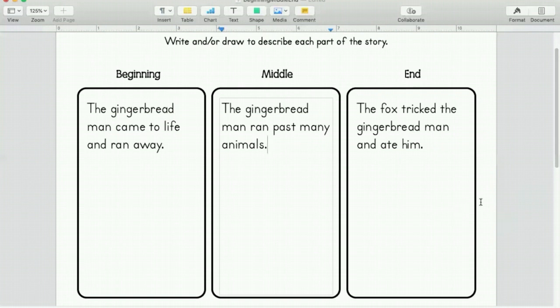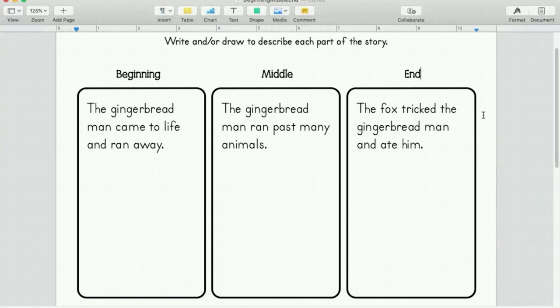And other parts of a story that we often like to talk about are the characters and the setting, where the story takes place and when it takes place. And sometimes in the beginning, middle, and end, like we know right here that it's about a gingerbread man and that there's a fox. So this way, if you are really doing a good job telling the beginning, middle, and end, you might also mention the characters and the setting.